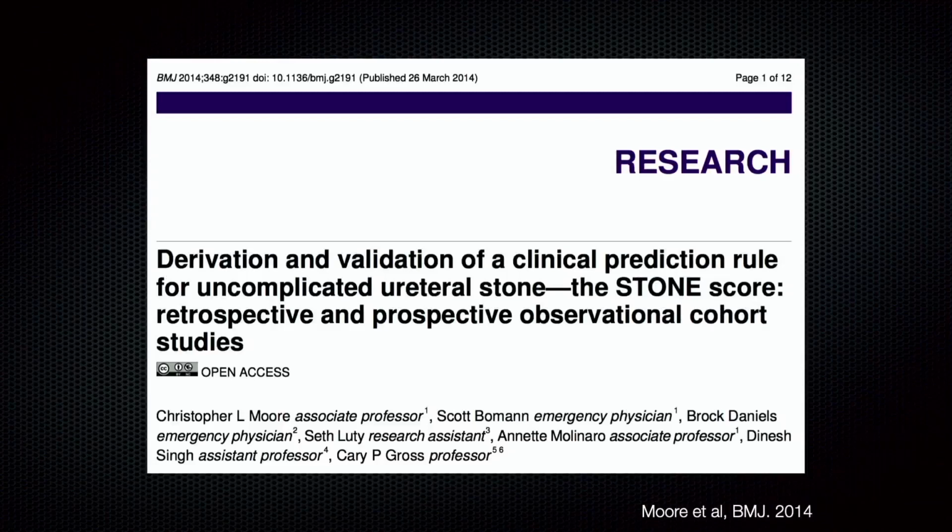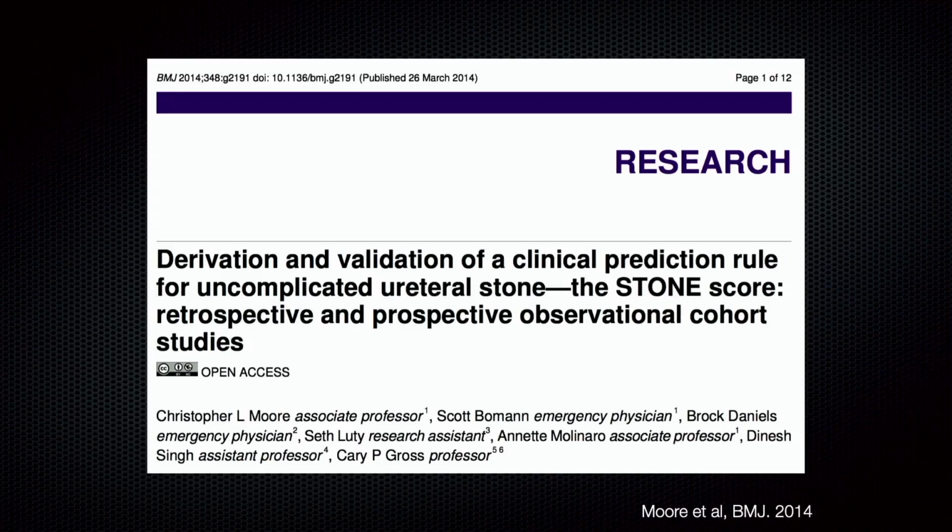So let's back up a few years, 2014. Chris Moore and colleagues developed this study. It was a research study they published in the BMJ, and they derived and validated, at least internally validated, a clinical prediction rule for kidney stones. And I guess this is a good place to start. We have that triad of things that we can do to identify the patient, whether it be clinical evaluation, labs, or imaging. It really gets at that initial clinical component of the triad, right?